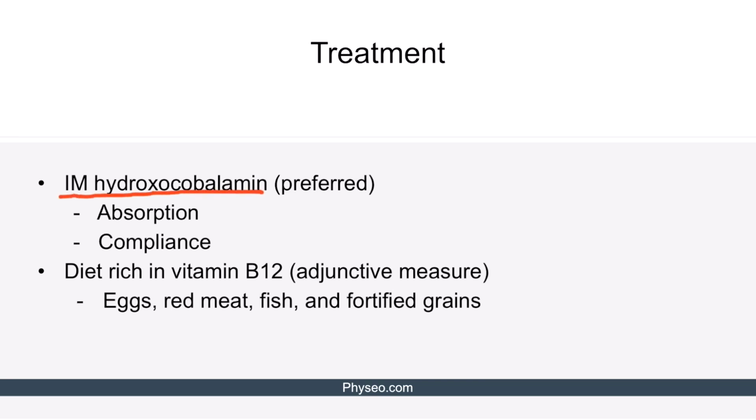Intramuscular hydroxycobalamin is preferred over oral formulations of vitamin B12 because this helps ensure absorption and compliance. Patients are recommended to follow a diet rich in vitamin B12, which includes eggs, red meat, fish, and fortified grains. However, this is just an adjunctive measure, and vegan patients may choose to receive B12 supplementation without dietary changes.